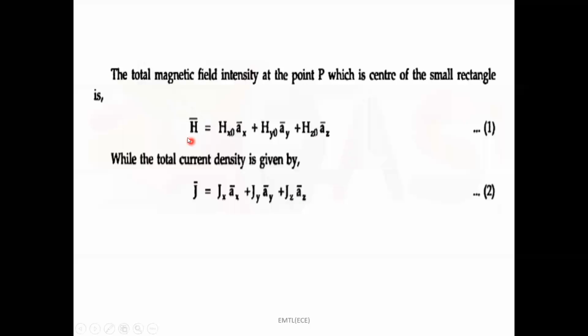So finally, the expression for the H bar value is Hx naught Ax bar plus Hy naught Ay bar plus Hz naught Az bar. Whether the magnetic field intensity has a value along X or Y or Z, that will be discussed throughout the theorem. Okay. And similarly, the expression for the current density is J is equal to Jx Ax bar plus Jy Ay bar plus Jz Az bar.